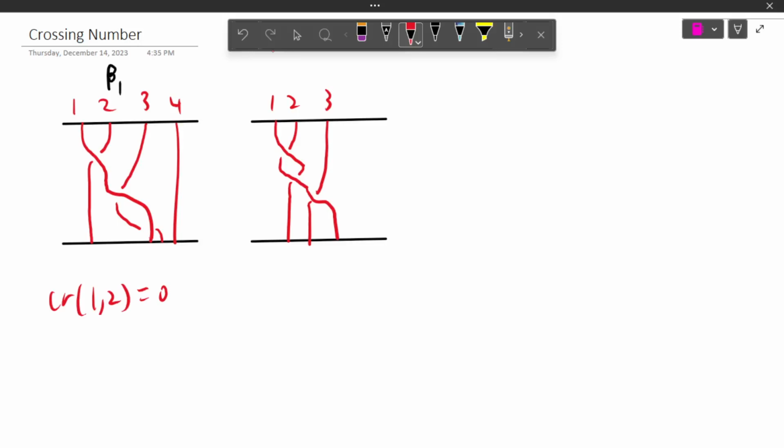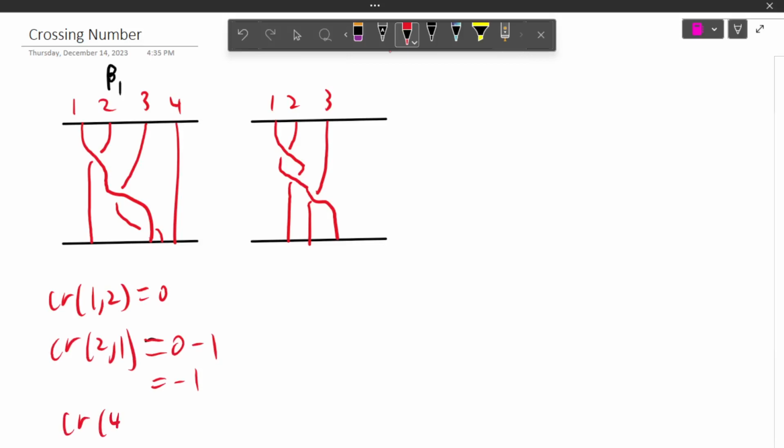However, if we go the other way around, if we take CR of 2, 1, notice that string 2 crosses under string 1 from the right. So that gives us 0 minus 1. We have no crosses underneath from the left, only a cross underneath from the right, giving us -1 for that crossing number. Trivially, if we take CR of 4, 1, or 4, 2, and so on, anything with 4, these are always equal to 0, 4 crosses with nothing.